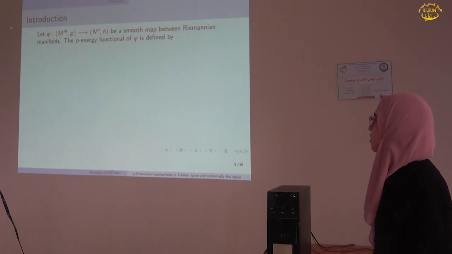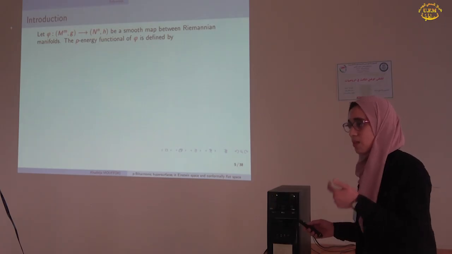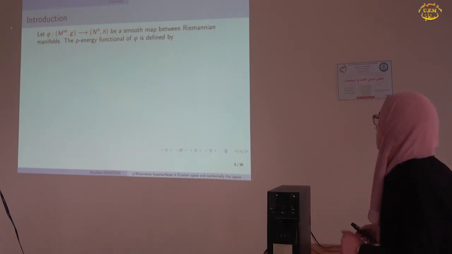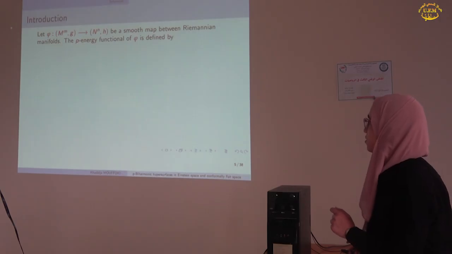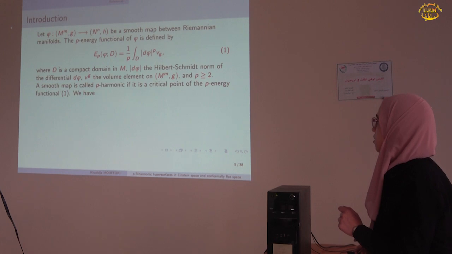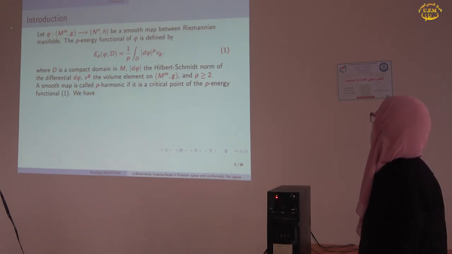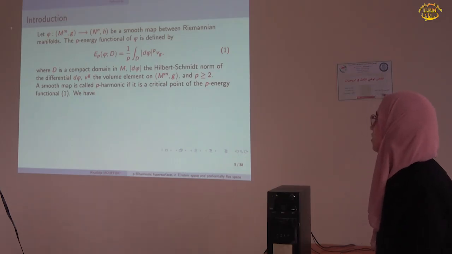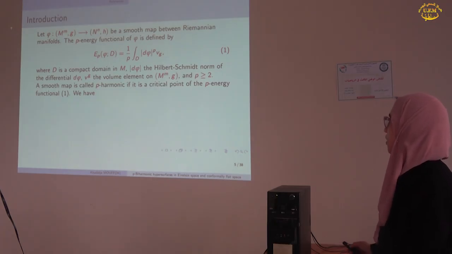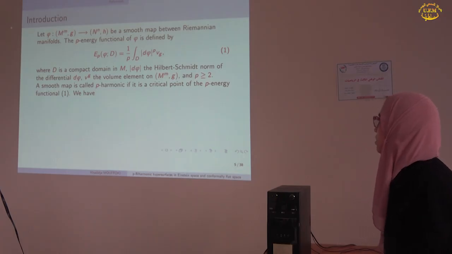Introduction. In the introduction, we define the P-harmonic maps and P-biharmonic maps. Let φ be a smooth map between Riemannian manifolds. The P-energy function of φ is defined by the first equation, where Ω is a compact domain in M. The Hilbert-Schmidt norm of the differential dφ, and the volume element on M, and P greater than or equal to 2. A smooth map is called P-biharmonic if it is a critical point of the P-energy functional.